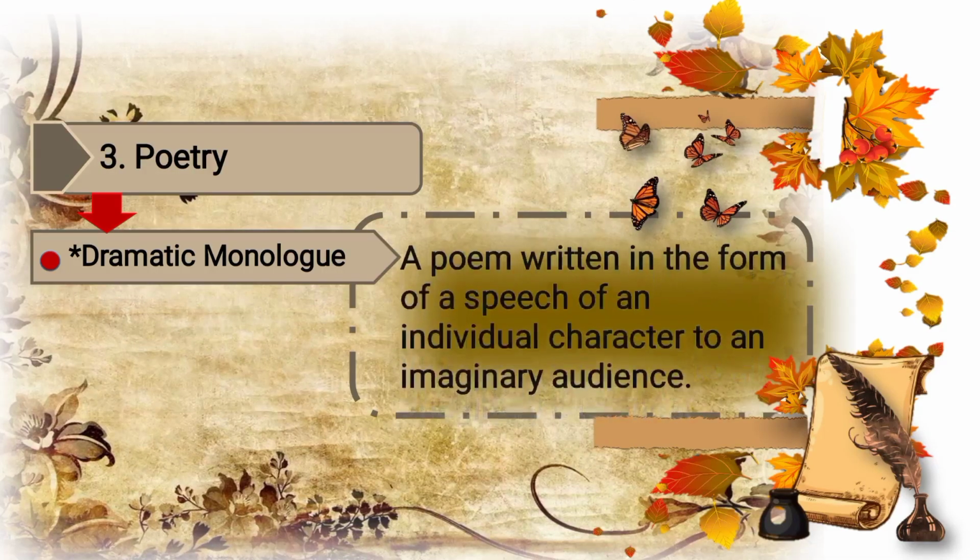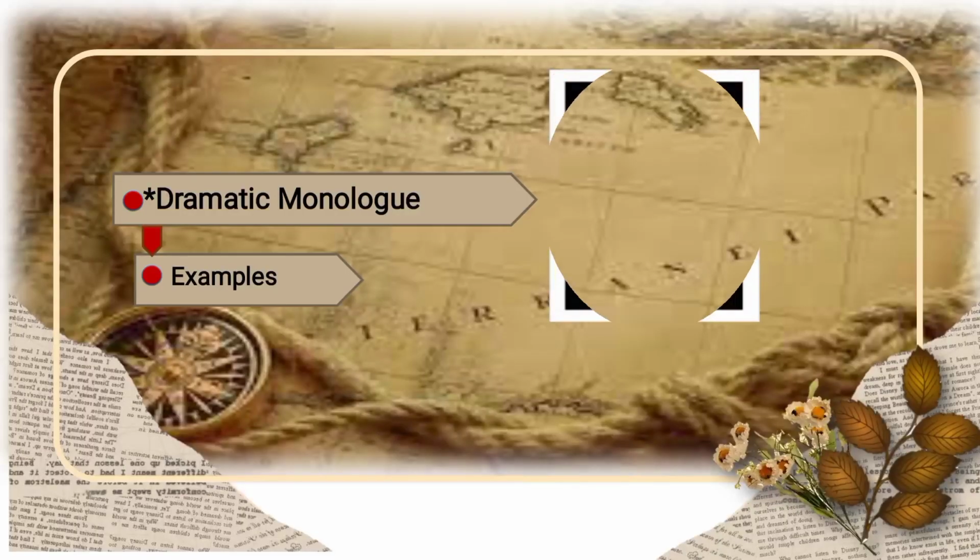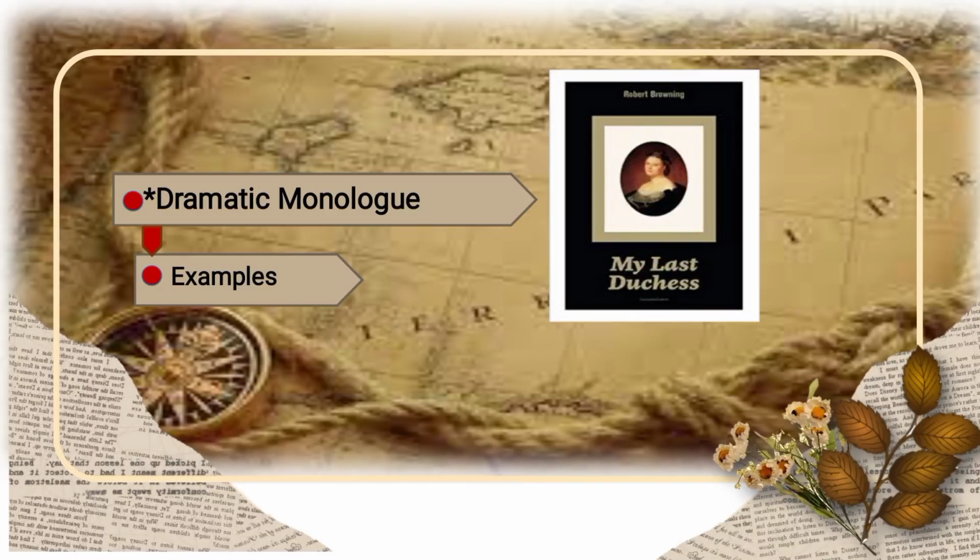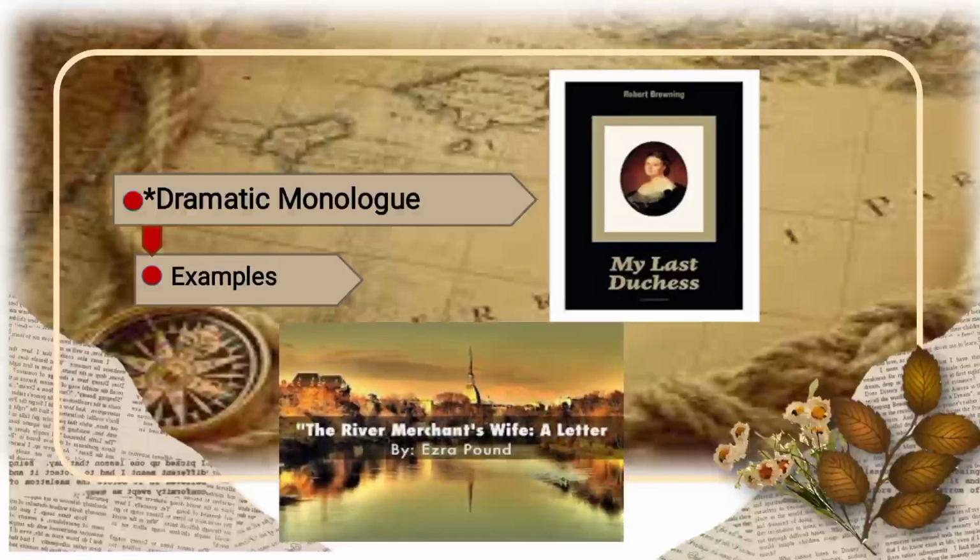Next is the dramatic monologue. It is a poem written in the form of a speech of an individual character to an imaginary audience. Quote, at a dramatic moment or crisis in his life, the speaker unconsciously, even ironically, reveals his innermost character. Example of these are My Last Duchess by Robert Browning and The River Merchant's Wife, a Letter by Ezra Pound.